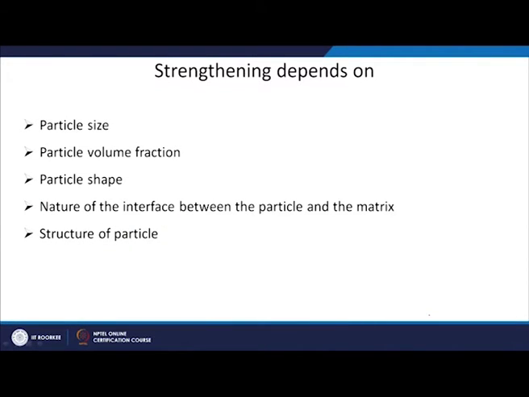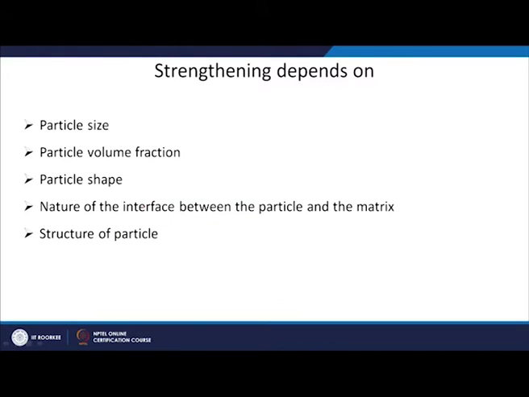So the strengthening depends on particle size, particle volume fraction, and particle shape. Size, of course, is whether it is small or big. Particle volume fraction means what is the total fraction of those precipitates with respect to the fraction of the parent phase. So the more the fraction, the better. Particle shape is whether it is spherical, or a plate kind of shape and so on.